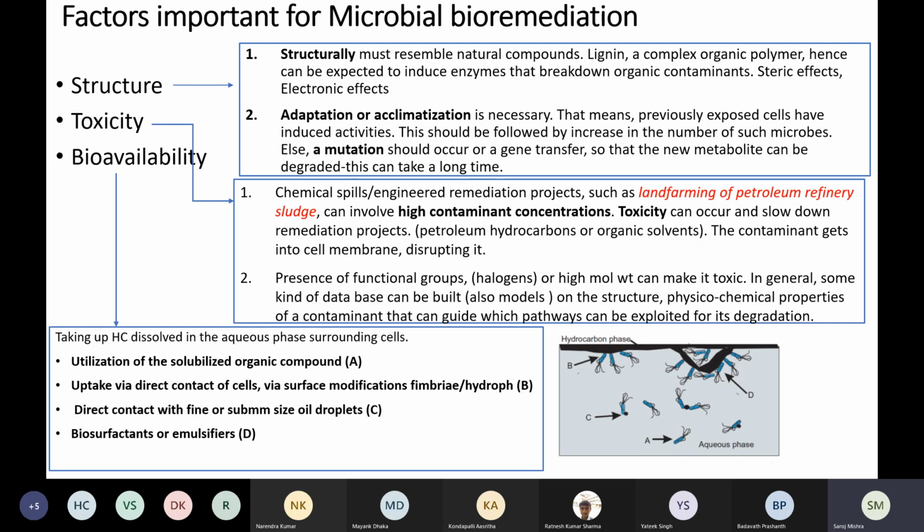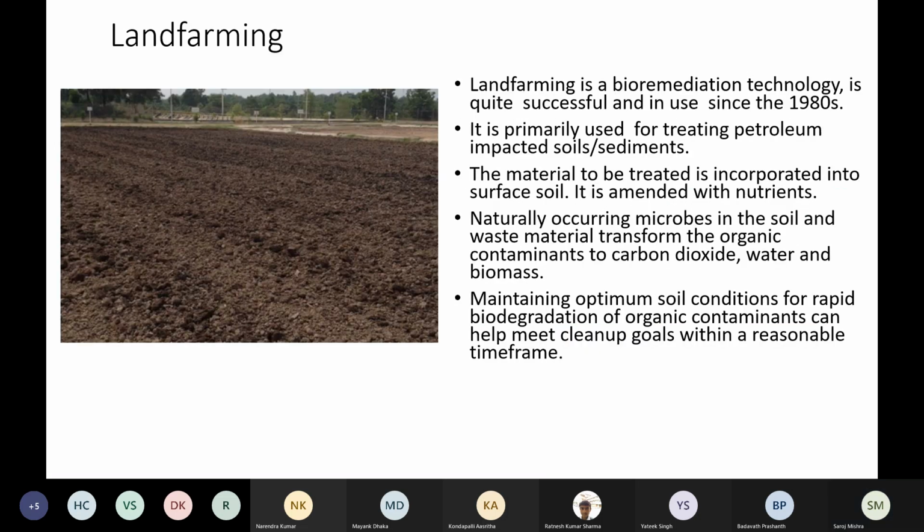Okay, now what do we mean by land farming? Here is what land farming is. Land farming is a bioremediation technology, and it has been successfully operating since the 1980s. It is primarily used for treating petroleum contaminated soils or sediments. The material to be treated could be soil from underground, because there has been a leakage of storage tanks. Large cranes will bring tons and tons of these soils or sediments. The material to be treated is then incorporated into the surface soil.